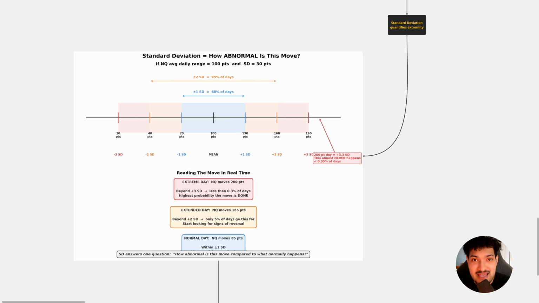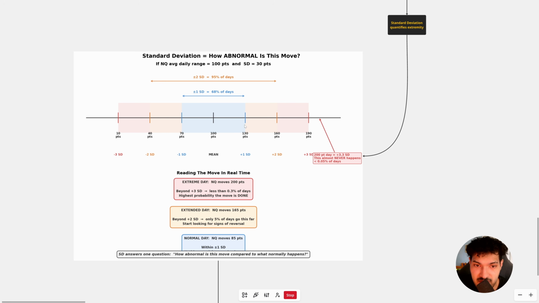If we observe all the samples of all the days where NASDAQ moved 200 points, in all of those days, it moved 200 points less than quite literally 1% of the time. And this is why standard deviation is so powerful for us as traders, day traders, traders in general, because we can measure how abnormal the current move is in real time, and we can know the probability that it continues.